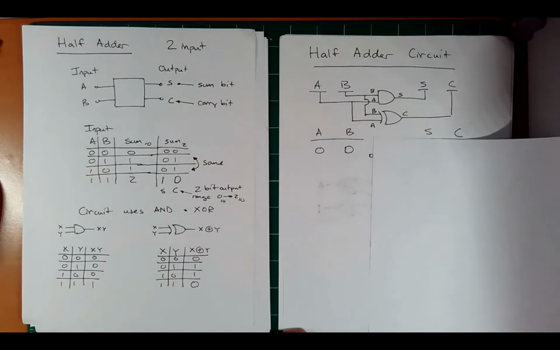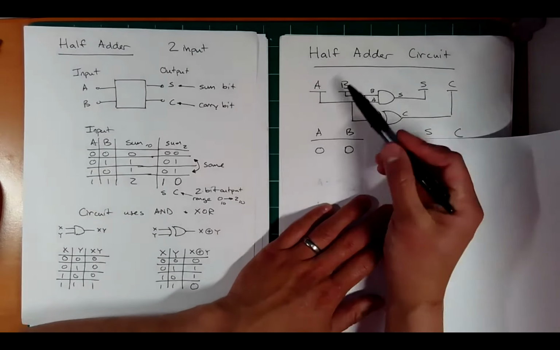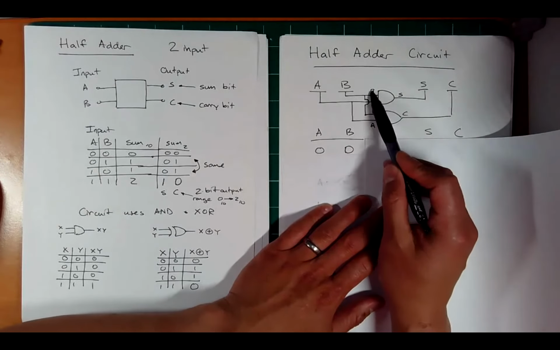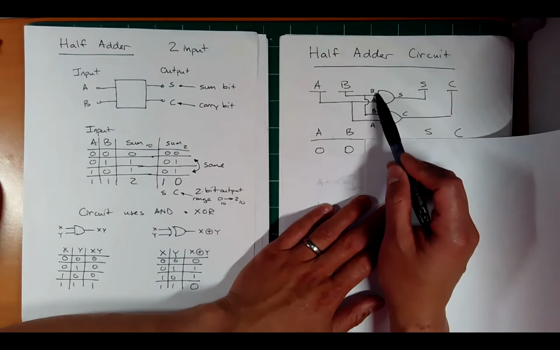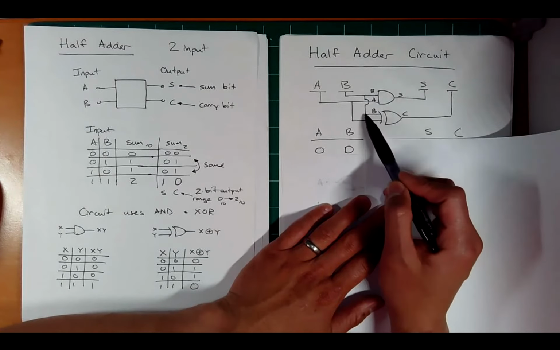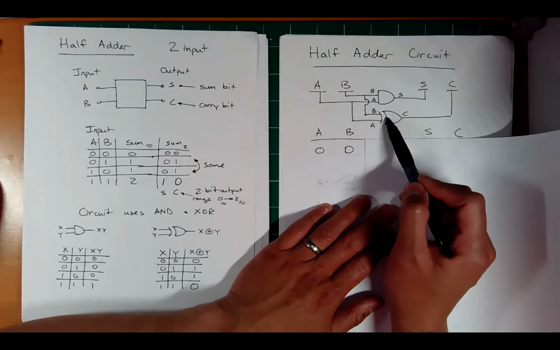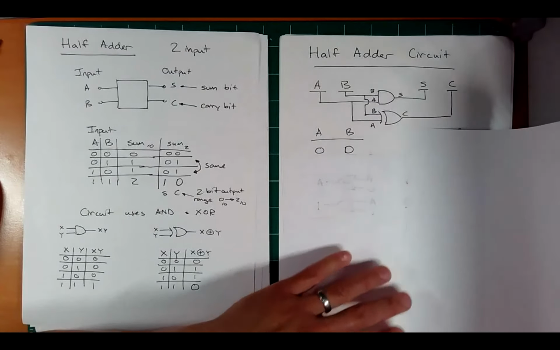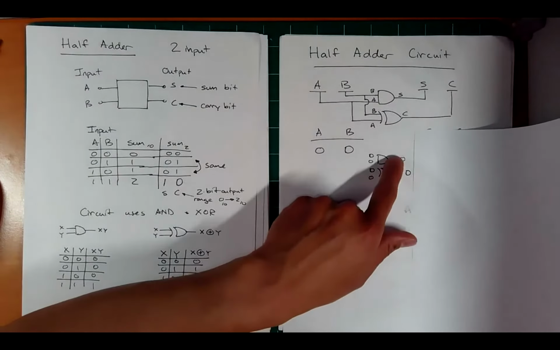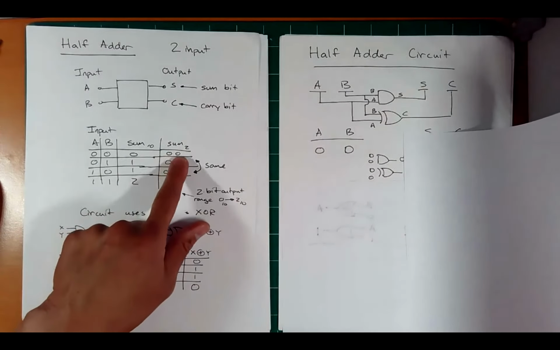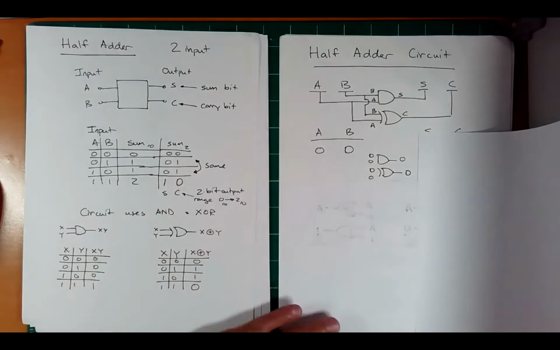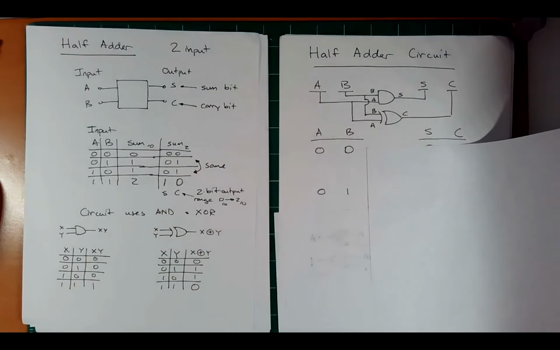So if we have 0, 0, this is 0 and this is 0. What's the output of an AND? Well, the output of an AND for 0, 0 is going to be 0, and the output for an exclusive OR is also 0. So that's pretty straightforward. Good. 0, 0, and you'd have 0, 0. Fantastic. What about if we had 0, 1?